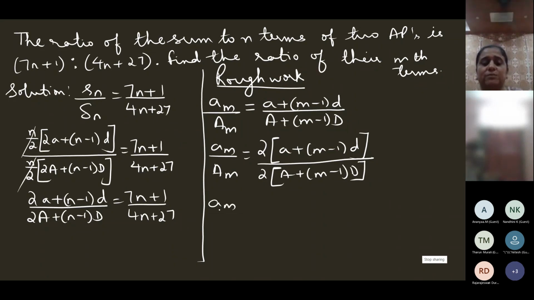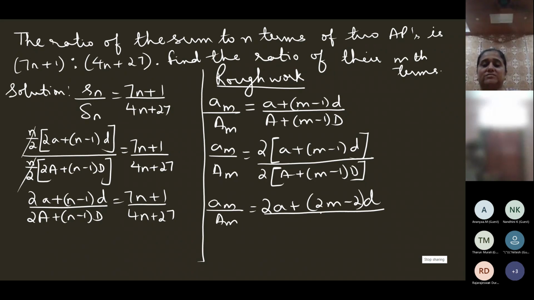So next, what will you do? Multiply the 2 inside. So it will be 2a plus 2m minus 2, into d. Not 2d, d. Divided by 2 capital A plus 2m minus 2 capital D. Very good. Now can we compare?